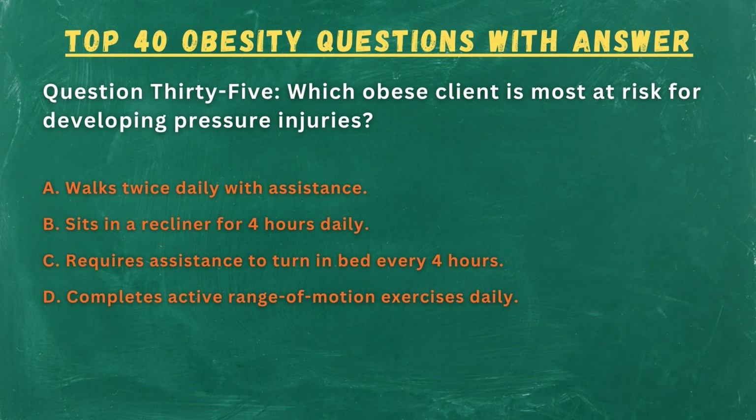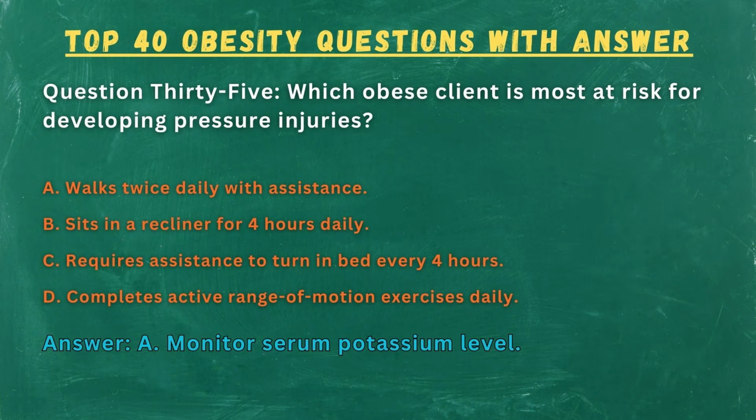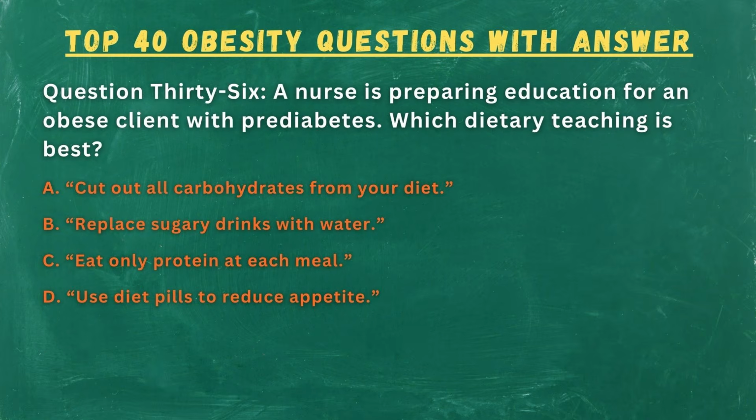A. Walks twice daily with assistance. B. Sits in a recliner for 4 hours daily. C. Requires assistance to turn in bed every 4 hours. D. Completes active range of motion exercises daily. Answer. C. Requires assistance to turn in bed every 4 hours. Question 36. A nurse is preparing education for an obese client with pre-diabetes. Which dietary teaching is best?